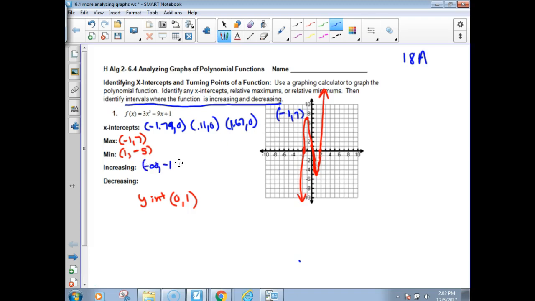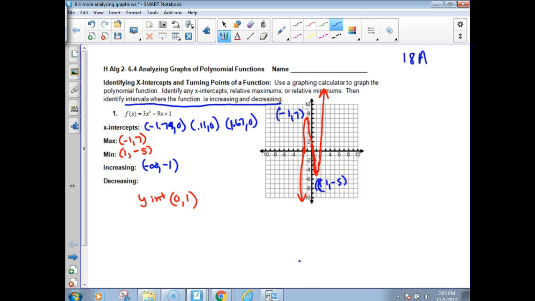You don't have to worry about inclusive or non-inclusive brackets. Let's use curved ones that are saying exclusive, because who's to say whether that max point is in the increasing interval or the decreasing, which we're about to write. Does that make sense? Now it's coming down. It's just the turning point. So now it turns and it starts going down. And the relative min was at (1, -5).